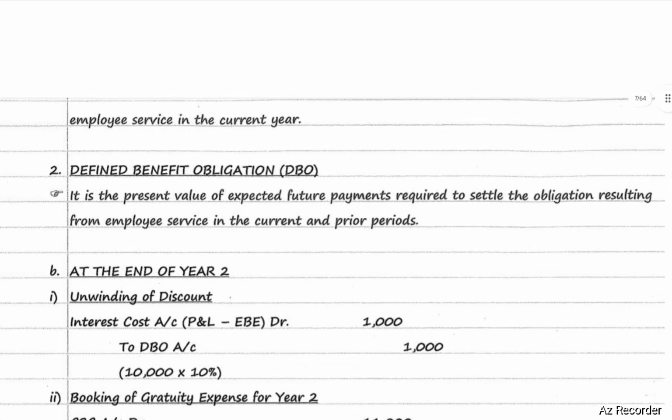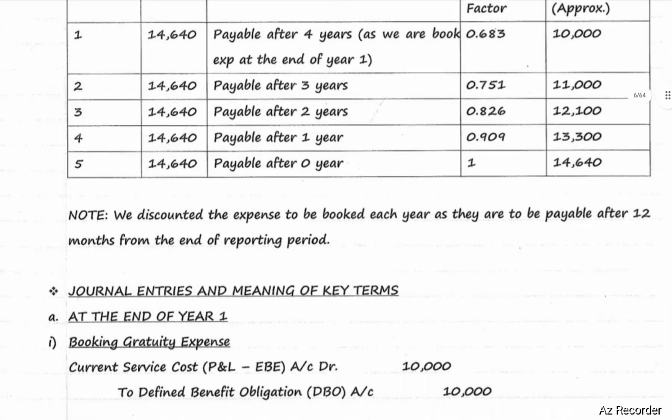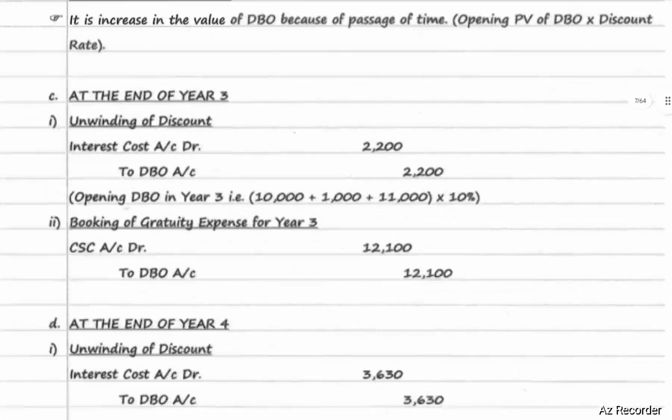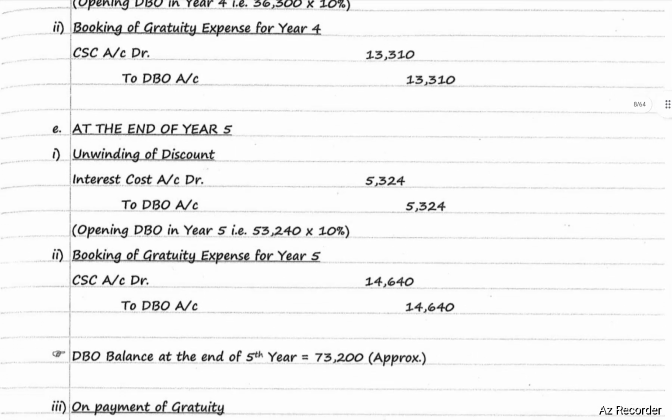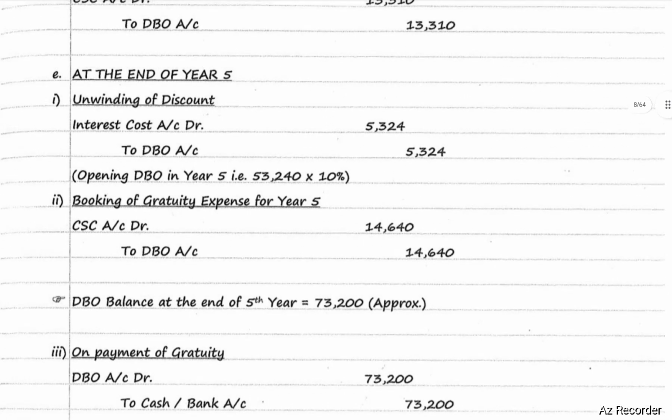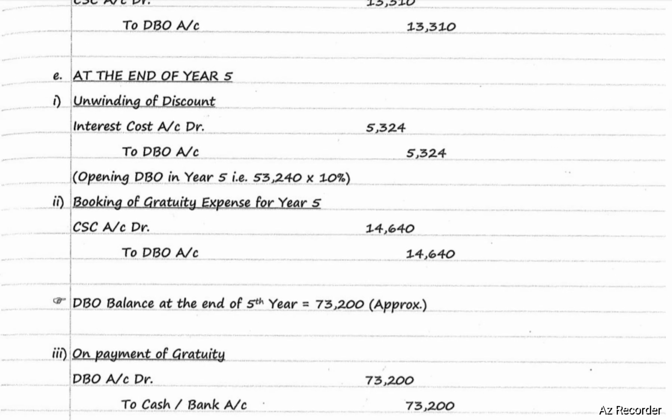13,310, here 13,330, 13,300. So it may be due to rounding off. At the end of year 5, unwinding of discount, the entry will be interest account debit to defined benefit obligation account. Entry will be 5,324. How 5,324? 53,240 into 10%.